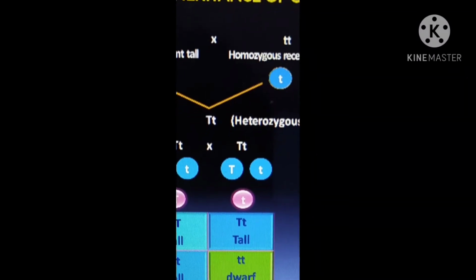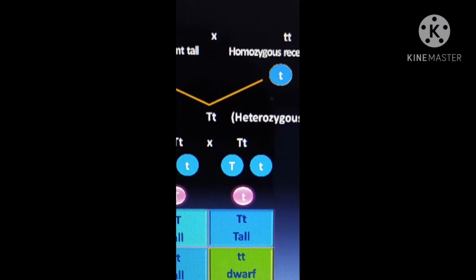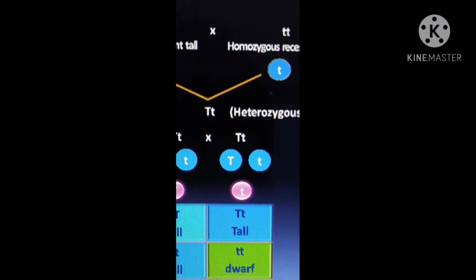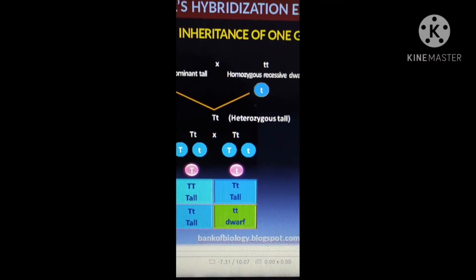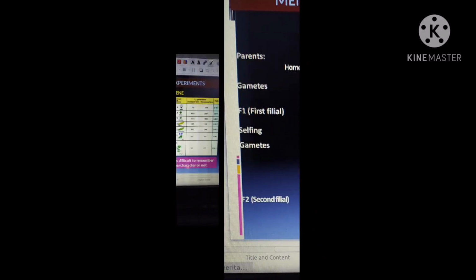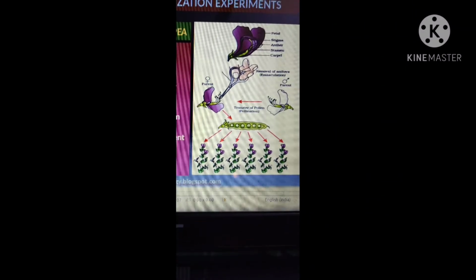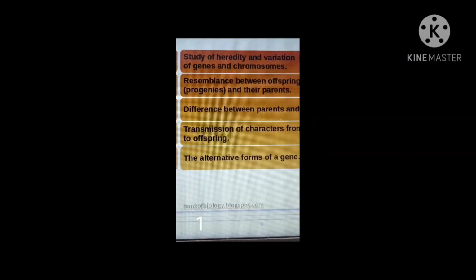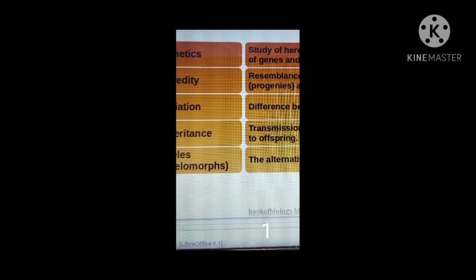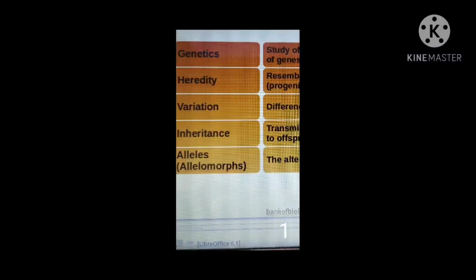These different genes are known as alleles. Now we don't say these are genes, these are alleles. Then what is an allele? Alleles or allelomorphs. An allele is the alternative form of a gene. That means a different variety or opposite form of a gene.